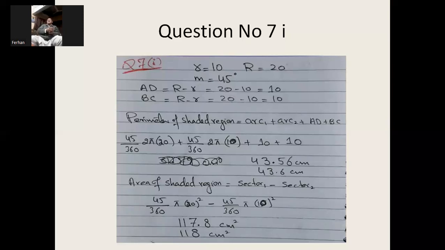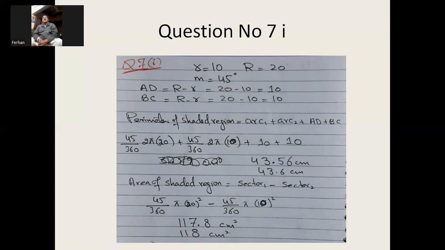So arc 1, that is the arc of the big sector. The formula for the arc is theta divided by 360 times 2 pi r. So 45 divided by 360 multiplied by 2 multiplied by pi multiplied by 20, plus arc number 2. That is the arc of the small sector, and that will be 45 divided by 360 times 2 pi multiplied by 10, plus 10 plus 10. That AD and BC, they are 10, 10. So the answer will be 43.56, which will be 43.6 centimeters.